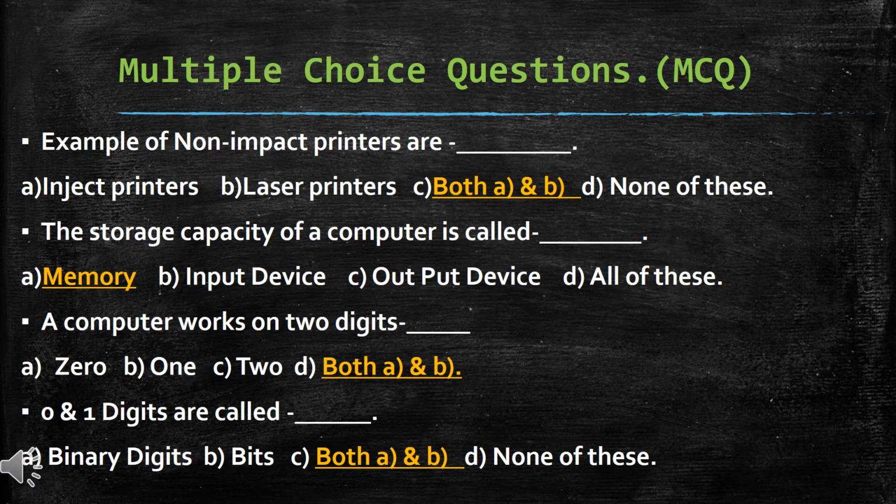Next one is: 0 and 1 digits are called dash. Binary digits, bits, both A and B. The last option is none of this. The answer is both A and B. Both 0 and 1 are called as binary digits as well as bits.